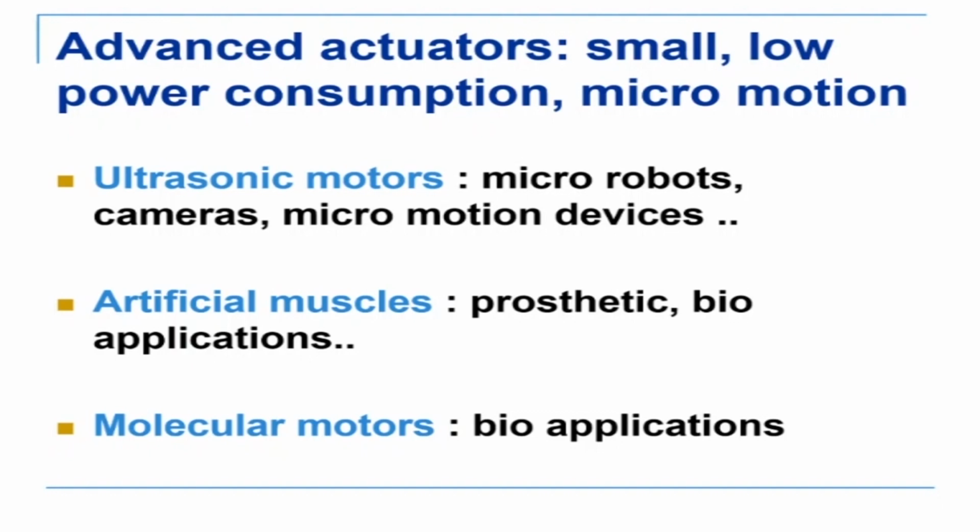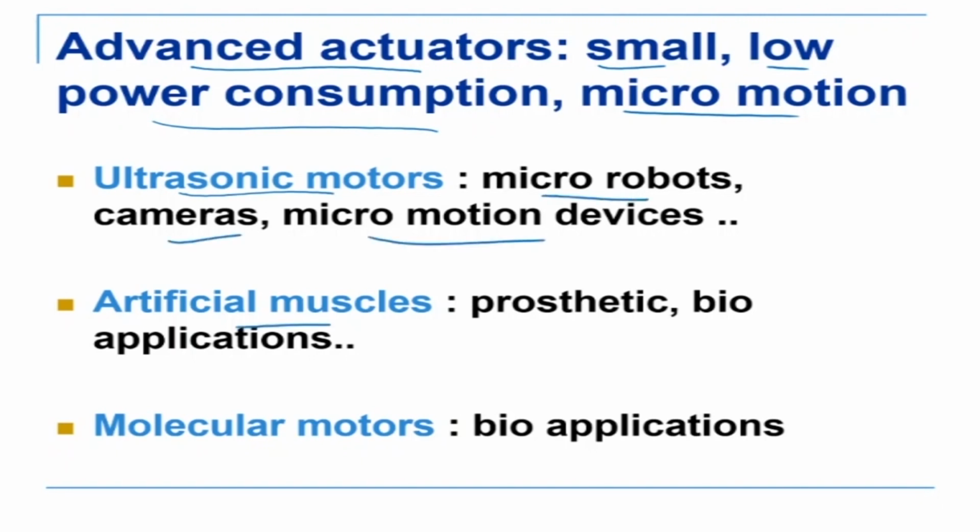These are basically called advanced actuators. They are small, have low power consumption, and support micromotion. Some of these advanced actuators are: the first one, the ultrasonic motor, used for micro robotics, cameras, and micromotion devices; artificial muscles, used for prosthetics and bioapplications; and molecular motors, used for bioapplications. A lot of these applications are already there, and you might have seen them without realizing that a smart actuator is involved.